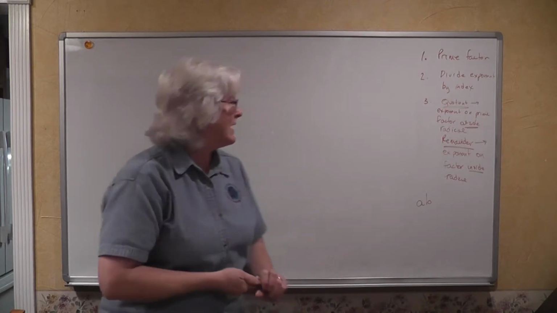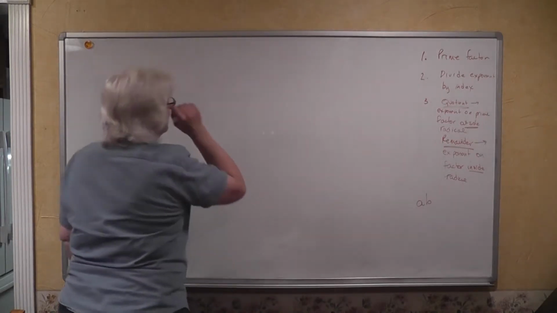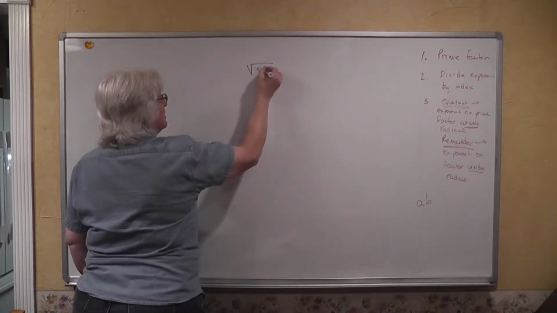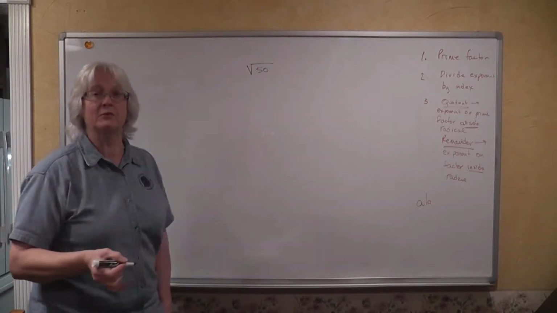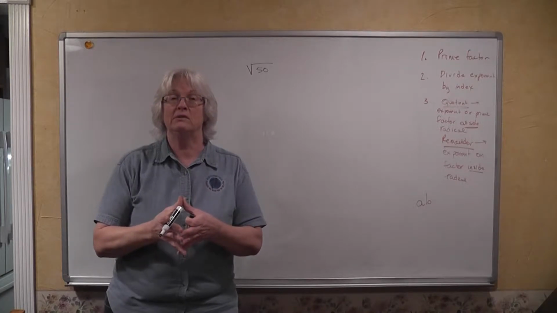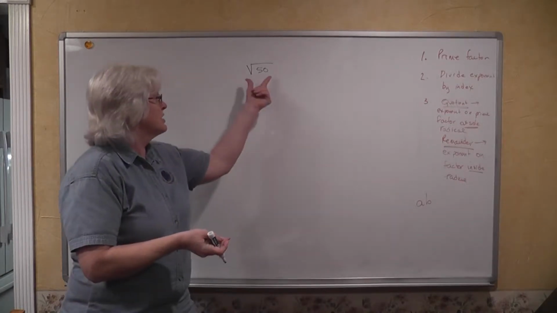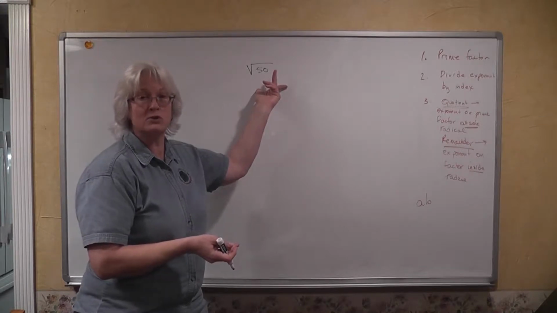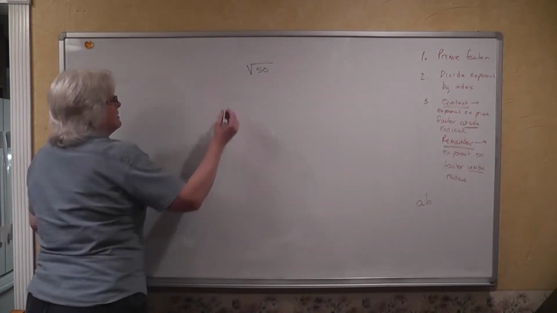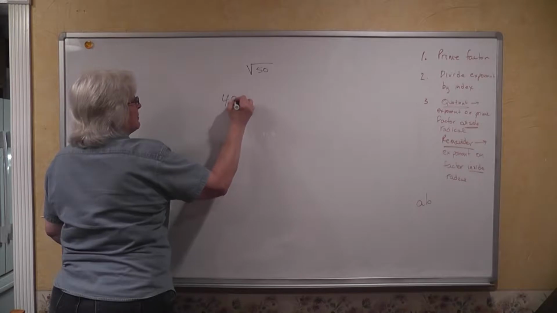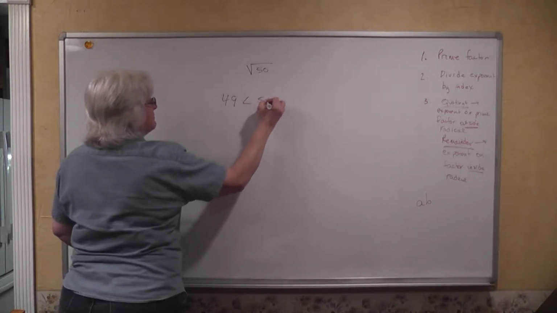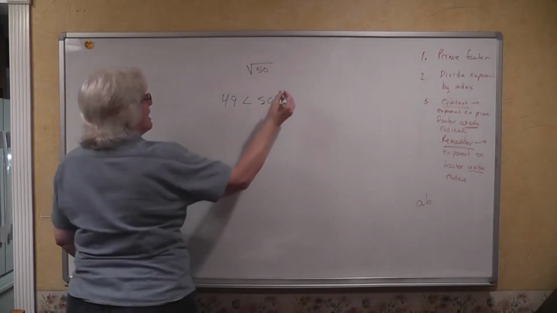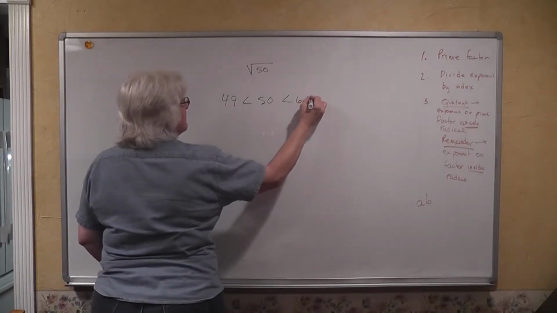For example, going back to section 10.1, if we wanted to find an integer approximation for the square root of 50, we learned that what we needed to do was to sandwich this square root of 50 in between two perfect squares. So 49 is a perfect square, which is less than 50. 7 times 7 is 49. 8 times 8 is 64.